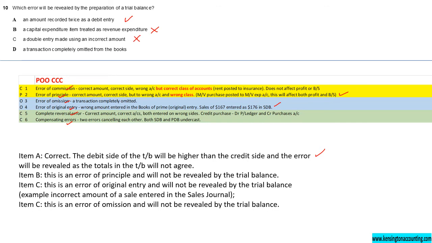D, a transaction completely omitted. That's an error of omission, and it will not be revealed by the TB. Therefore, the correct answer is A.